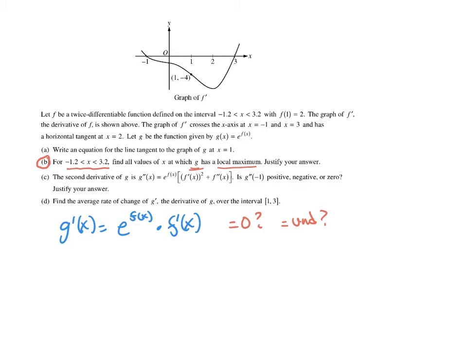So you'll notice here, if you look at this function, that e to the f of x is always going to be positive, so the only time g prime will equal 0 is when f prime of x is 0. So we really just need to find out when f prime of x equals 0, and we already know that. They told us that that happened at negative 1 and at 3. So those are our critical points.